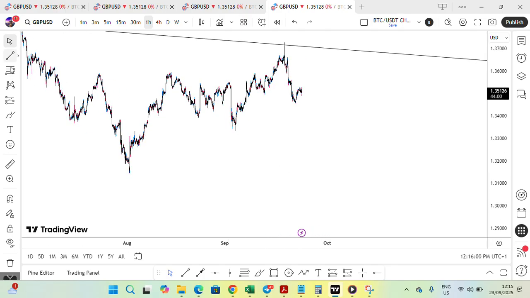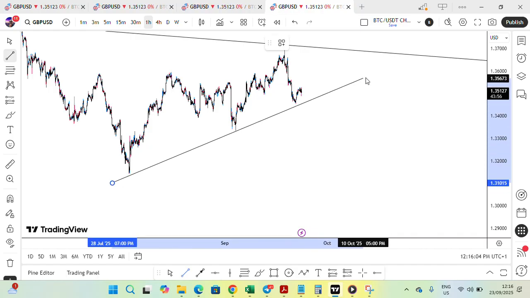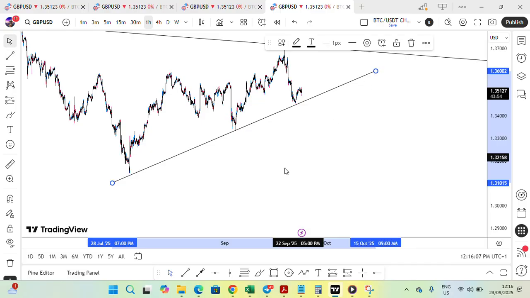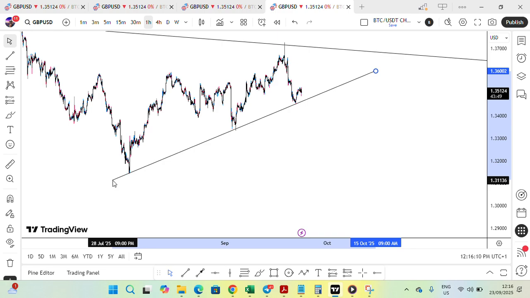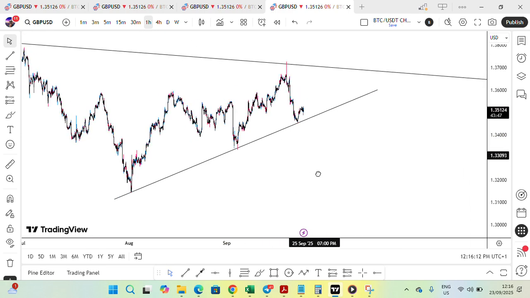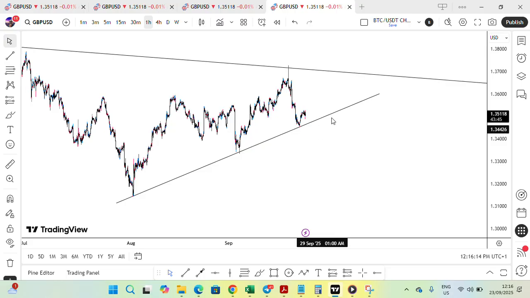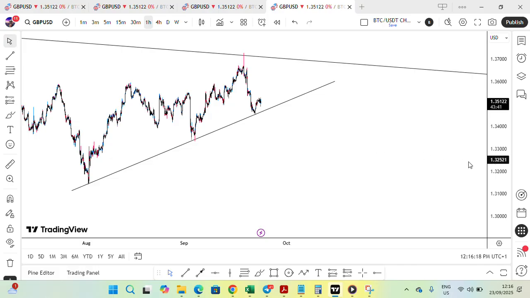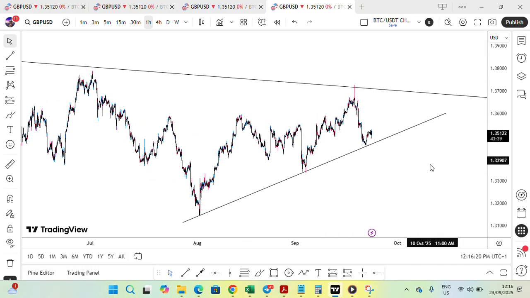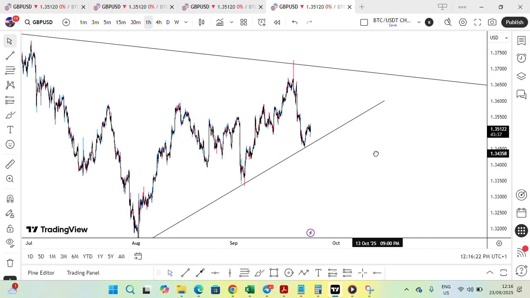So I'm going to use my trend line to dimension this market. I want to see a break down this trend line, then a retest, then I'll enter a short trade. So guys, that's how you're going to trade this market.